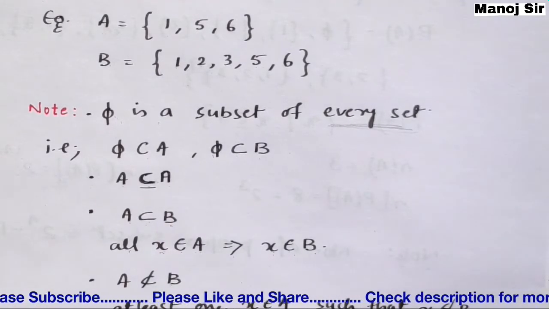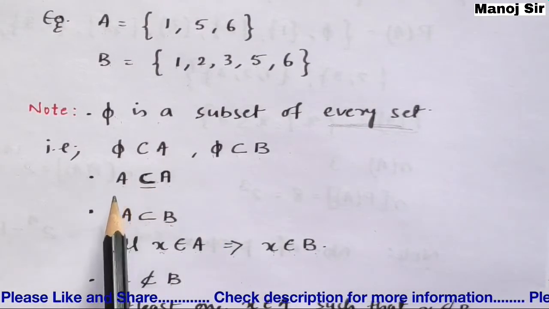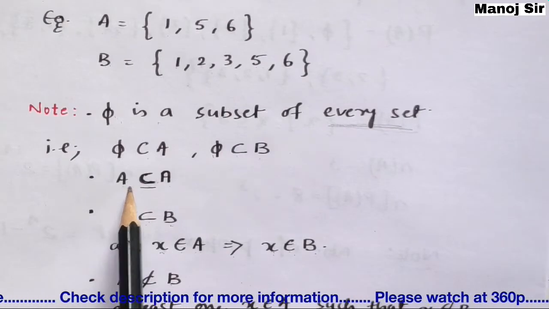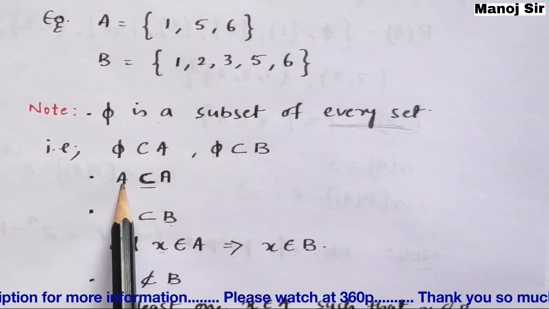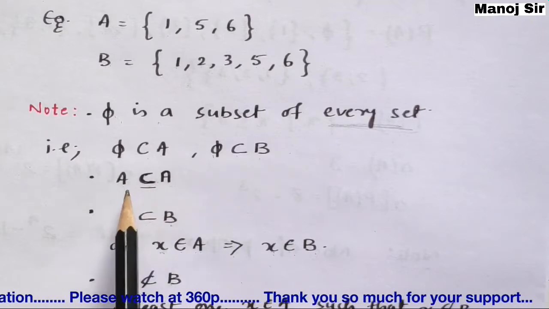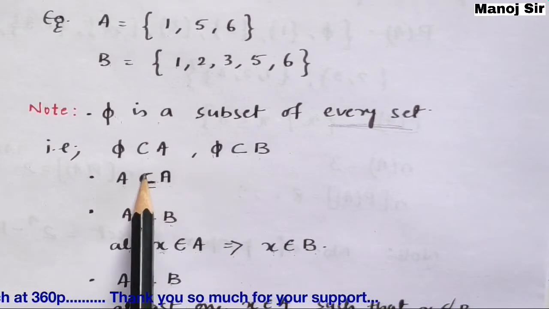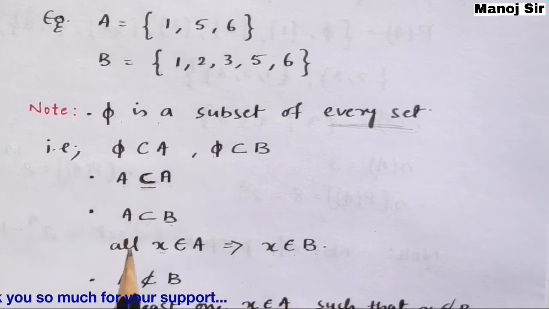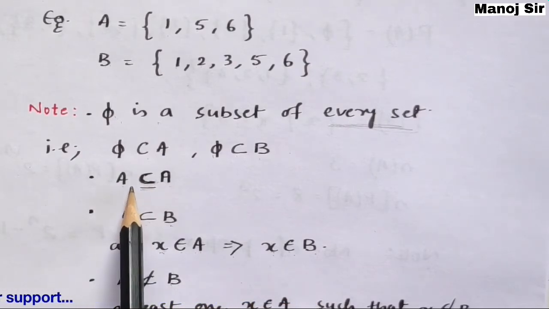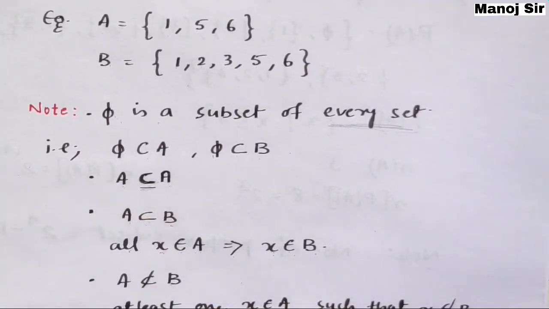Here we can say the second point, that is A is a subset of A, because all the elements of A are present in A, so we can use either this sign or this sign. So we can say that A is a subset of A. We can use this also.